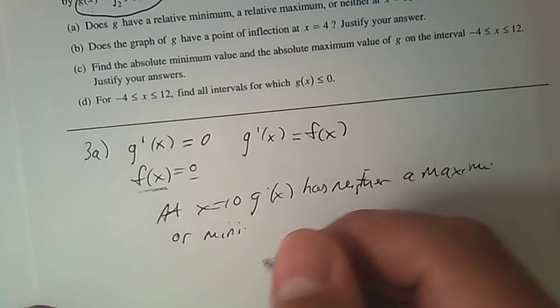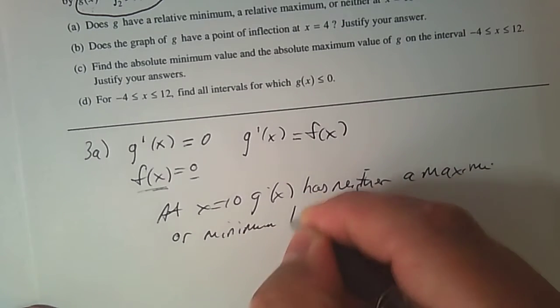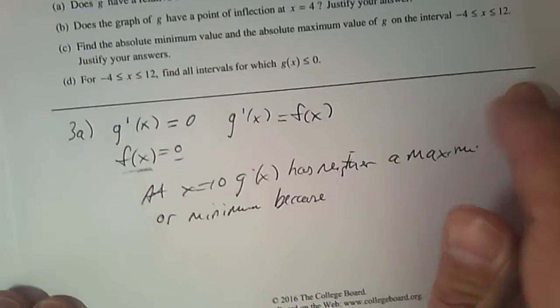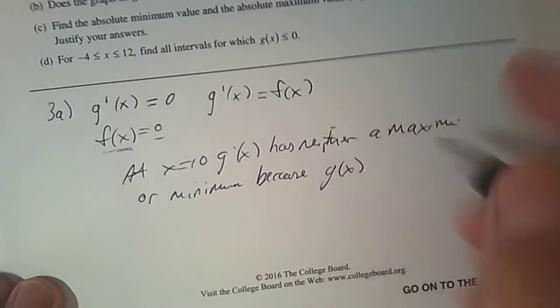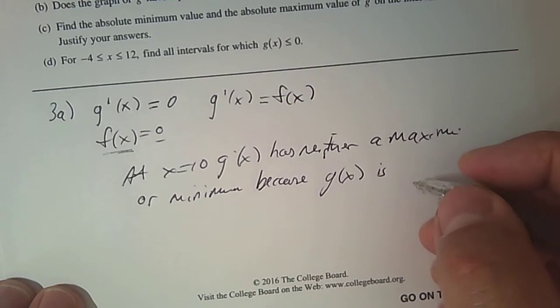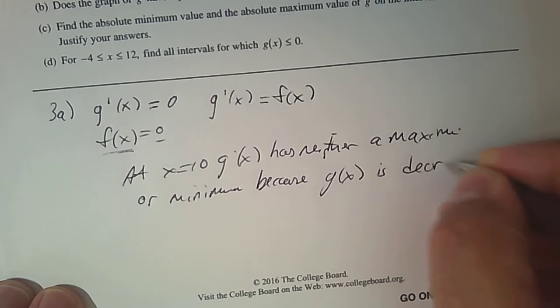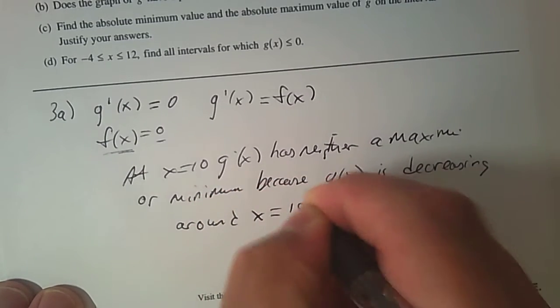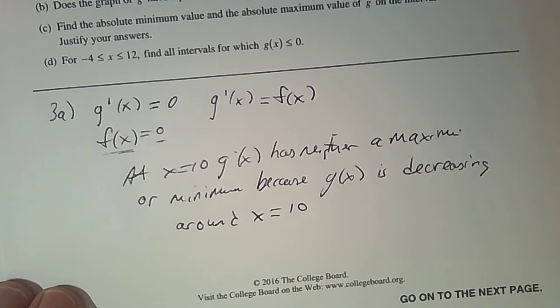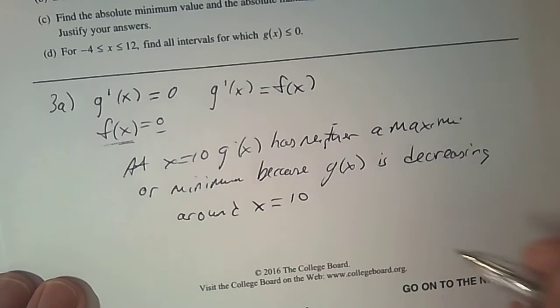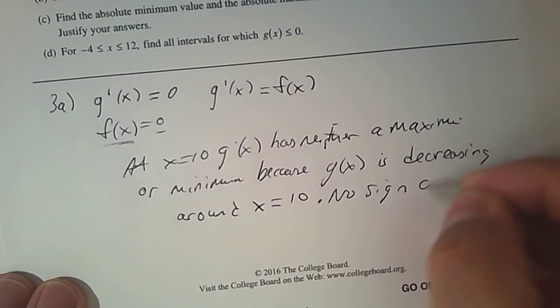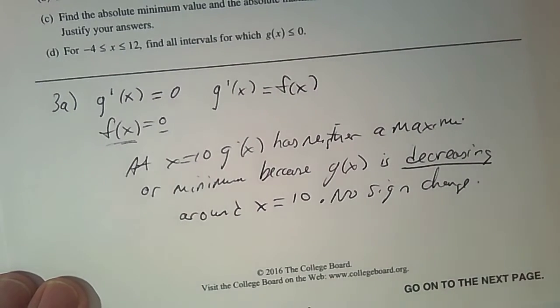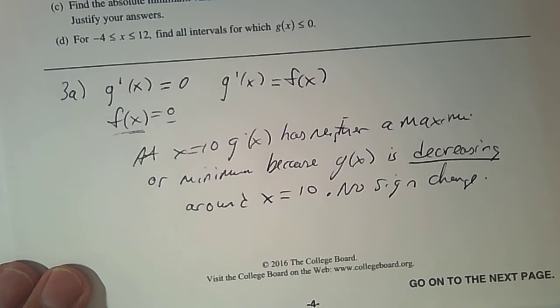Why? Because I would say it is decreasing around x equals 10. So there is no sign change. And you can write that down. It's okay to write that down as long as you're explaining it with words like increasing and decreasing, so it's clear the person that's grading it knows why you said that there was no maximum or minimum.